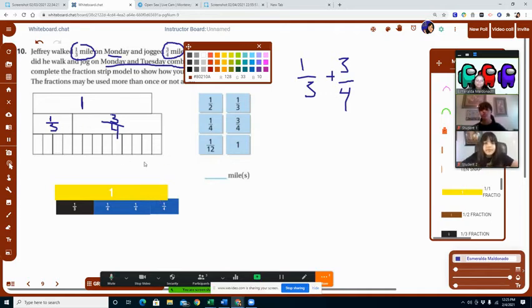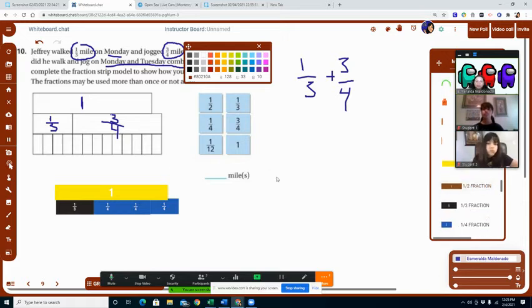Now, to figure this out, a little trick that you can do, kind of like a cheat sheet, is to think about the denominator. The least common denominator will help you figure out which strip will fit evenly under these so that you can add, because we want to know how much is 1/3 plus 3/4. But we want to use a fraction strip that will evenly fit in all these strips combined. Does that make sense?